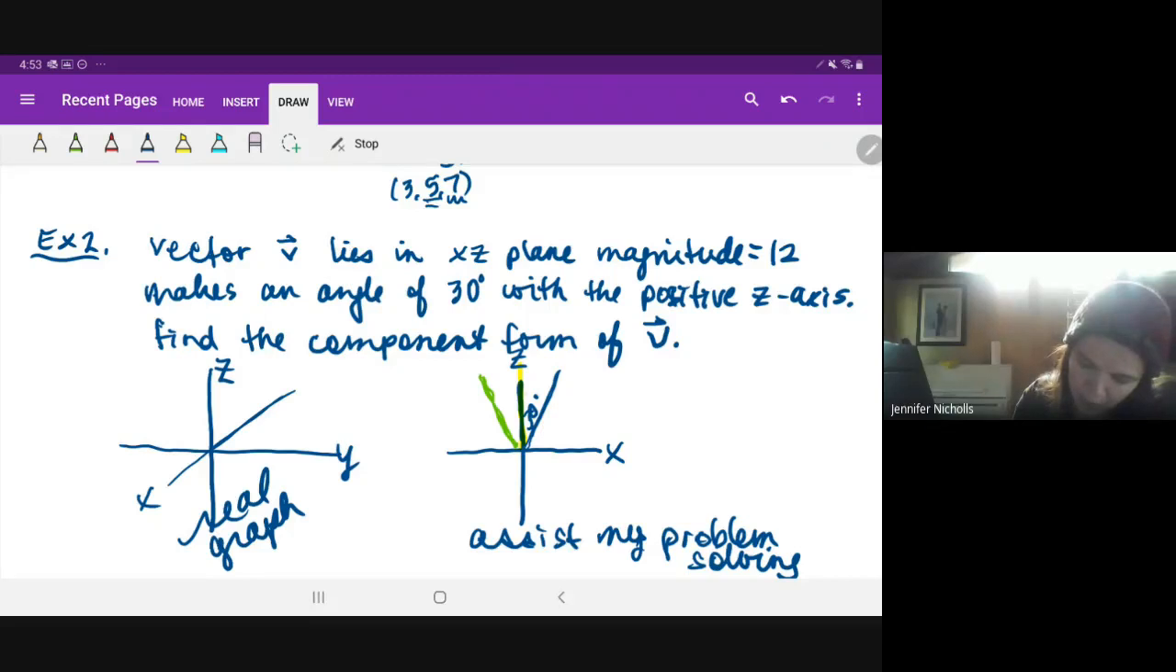Now it says the magnitude is 12. So think about where the magnitude would be. The magnitude is really the hypotenuse of the vector. I'll draw a little vector arrow here so we can tell that they're vectors. So how can I figure out what the sides are? I'm thinking I could use sine, cosine, tangent, but I could also just use the special triangles. You guys remember the triangles? If you have a 30-60-90 triangle, what are the side lengths?